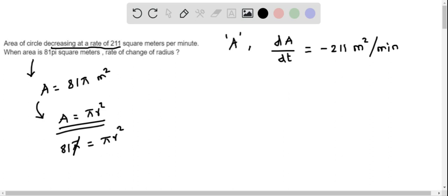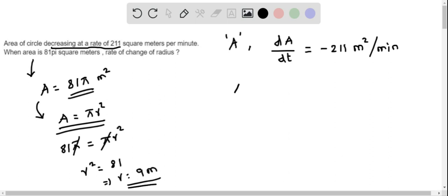We divide both sides by pi. This pi will get cancelled, and from this r squared equals 81. So this implies r equals 9 meters, because we have to take a square root. So we know that when the area is 81 pi square meters, the corresponding radius is 9 meters.